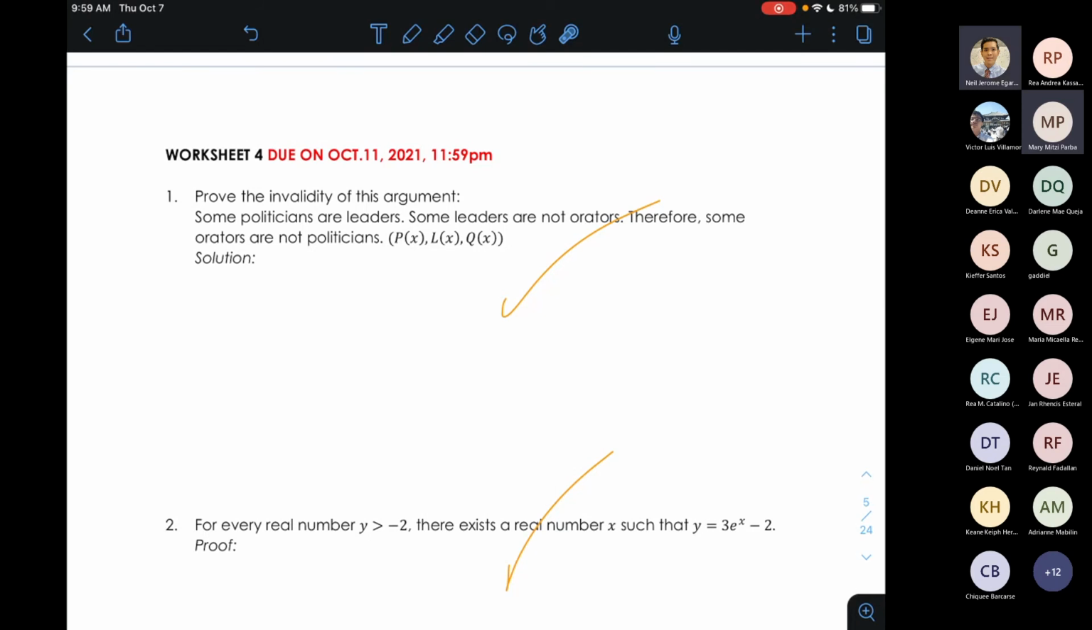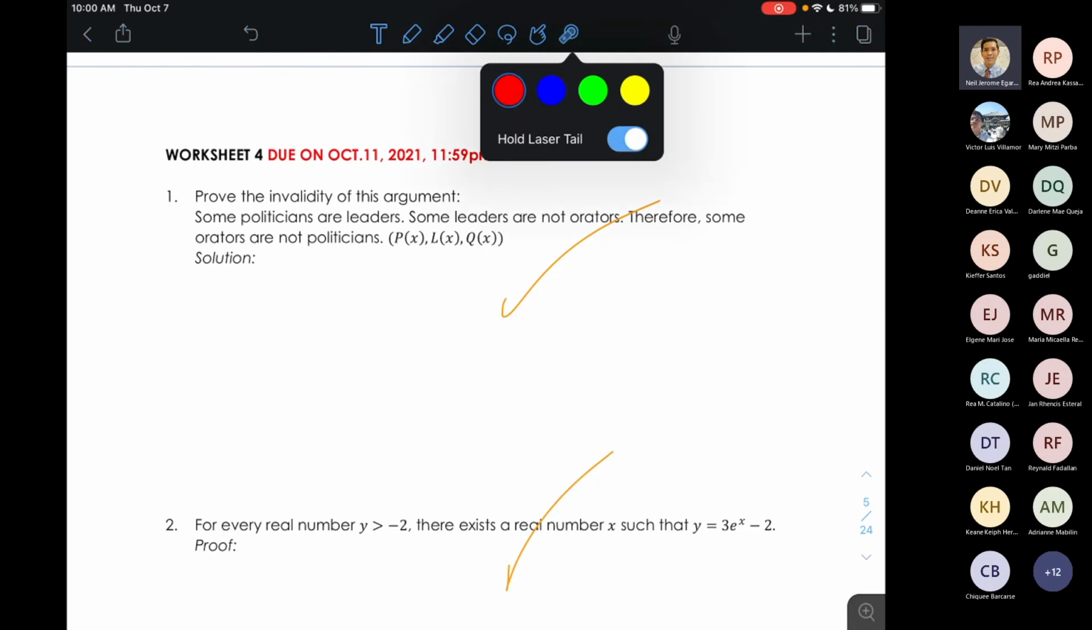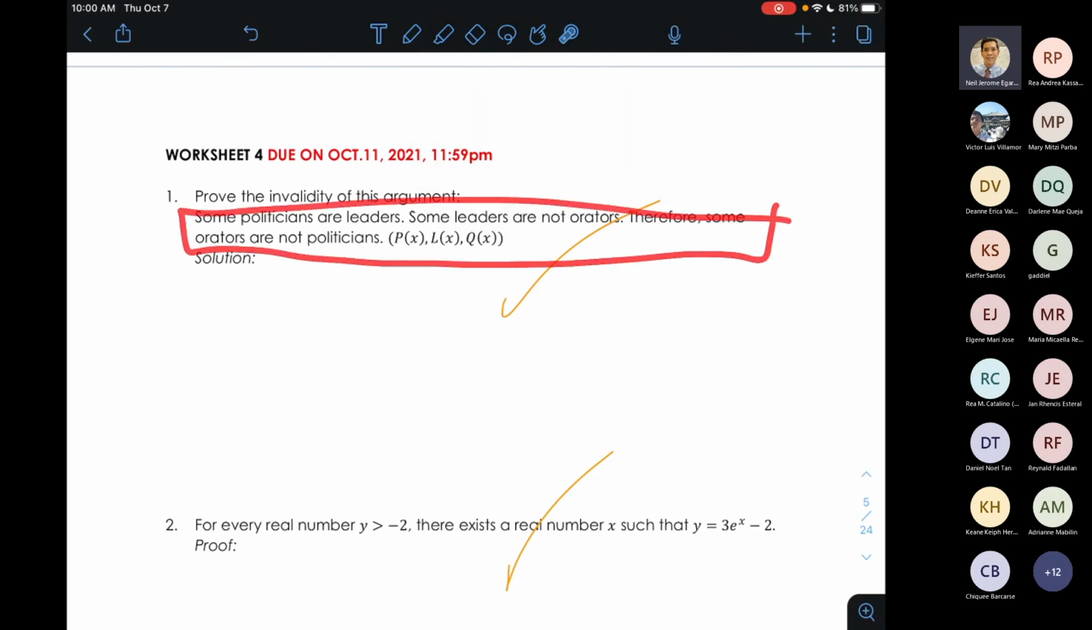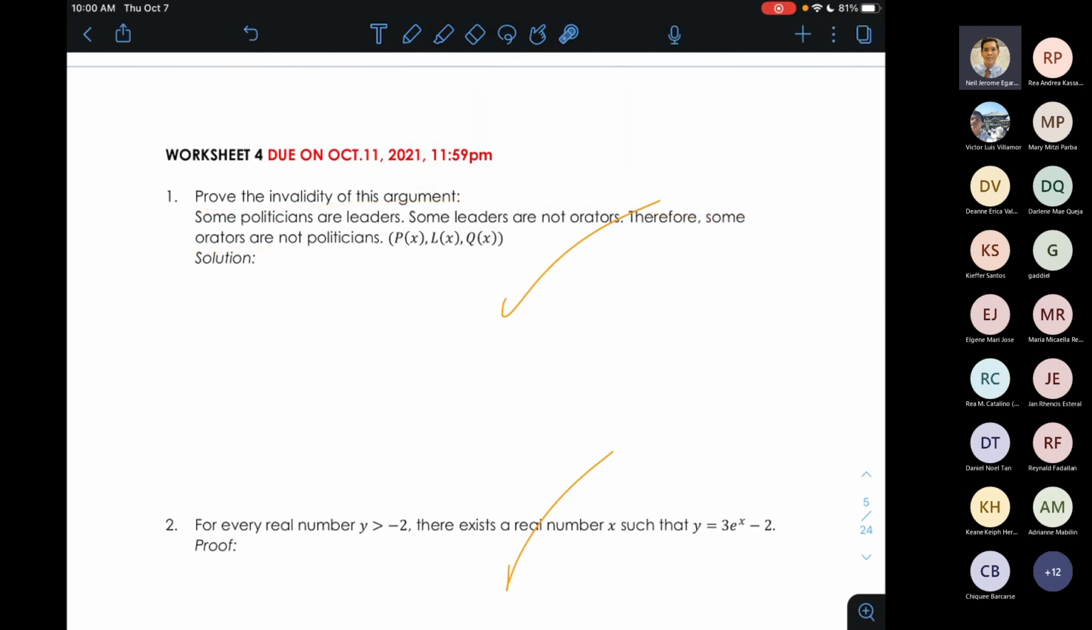Sa number 1, proof ng invalidity. So, alam natin invalid na kagad itong statement na to. So, una, symbolize nyo sila ng for all x, there exists some x, or kung ano man, parang existence to lahat. So, i-symbolize nyo muna siya.